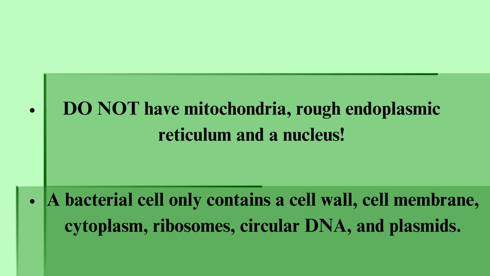Do not have mitochondria, rough endoplasmic reticulum, and a nucleus. A bacterial cell only contains a cell wall, cell membrane, cytoplasm, ribosomes, circular DNA, and plasmid.